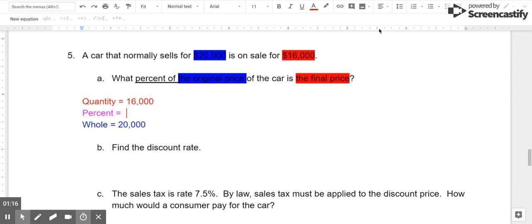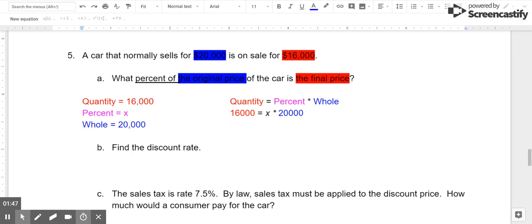I'm looking to find my percent. I don't know what my percent is, so I'll leave my percent as X. So one way that I can solve this is I can use my quantity equals percent times whole formula. What I'll need to do is plug in the values listed on the left and then solve for X. When I plug in my quantity, percent, and whole values, that gives me the equation 16,000 equals X times 20,000.